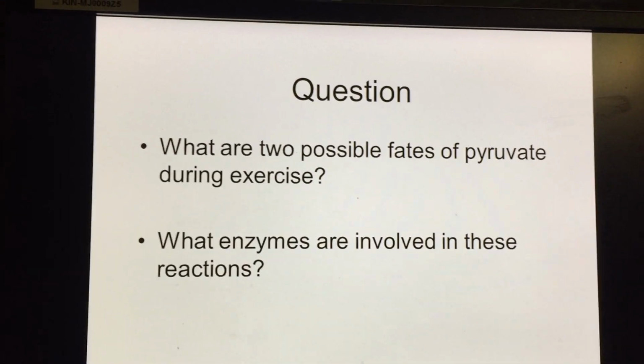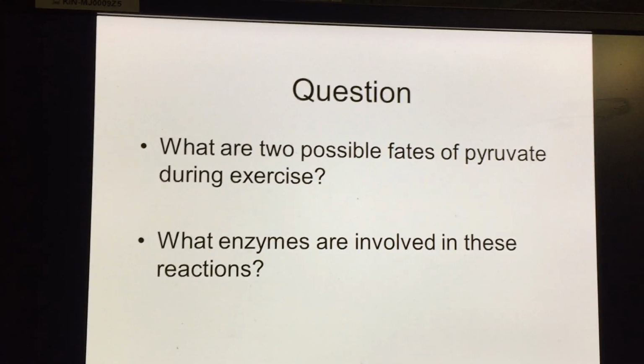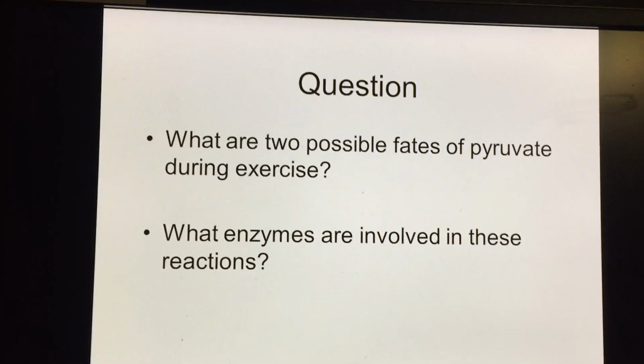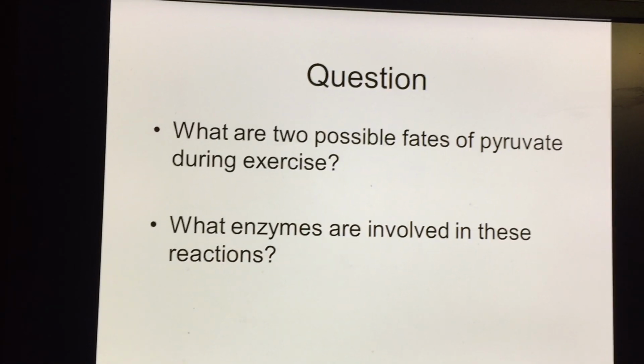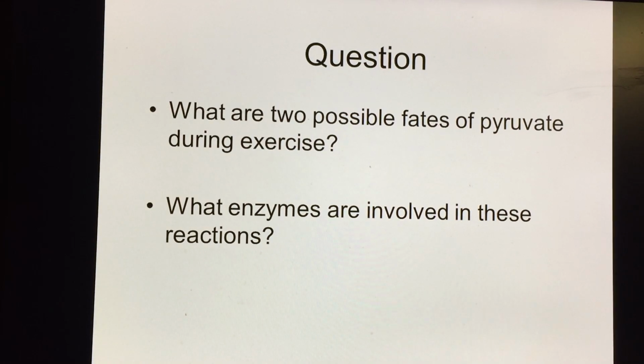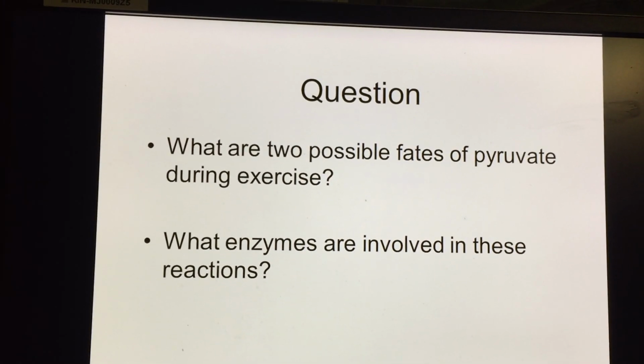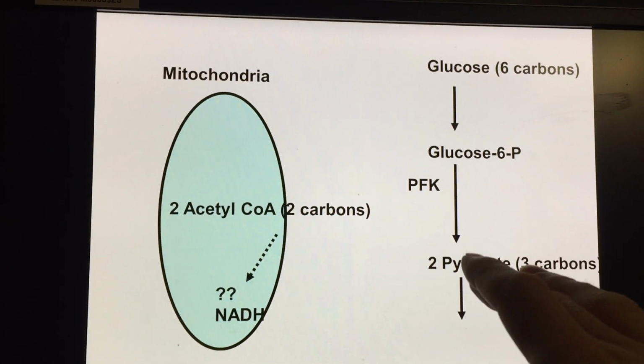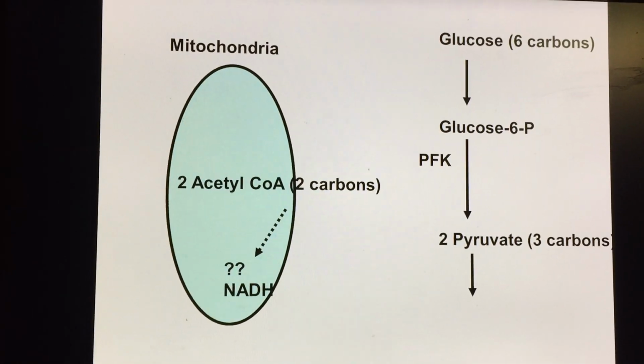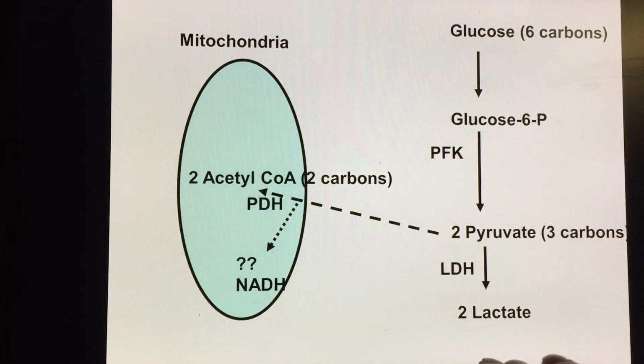So a question here is, what are two possible fates of pyruvate during exercise? And then what enzymes are involved in these reactions? From what I've covered, you should know one possible fate is that pyruvate can go to lactate. So that's what I have down here.